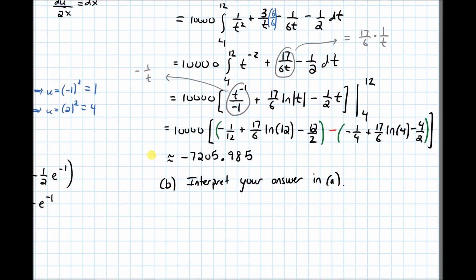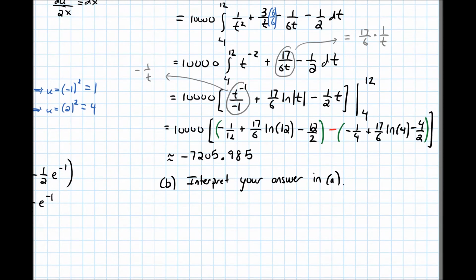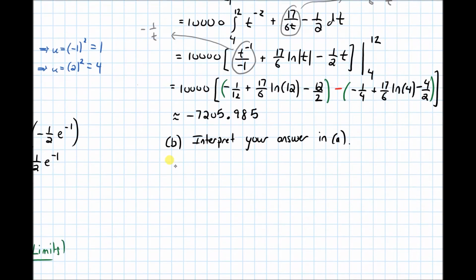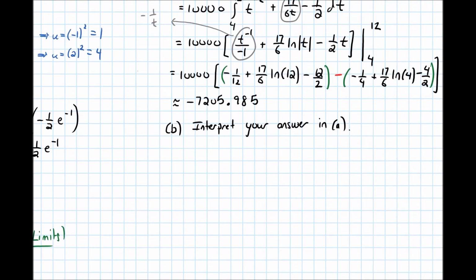So part B asks us to interpret your answer from A. Okay, so we need to interpret our answer from part A. The key for this is what we did in this problem: we did an integral from a to b of a rate of change function.